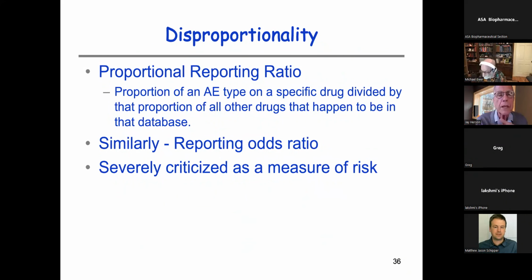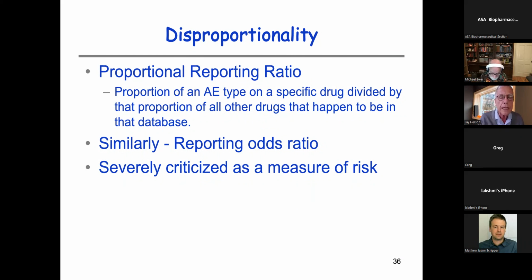Now, analyzing the data, disproportionality is the main way that epidemiologists have attempted to analyze these data in the past. It's called the proportional reporting ratio. It's a proportion of an AE type on a specific drug divided by that proportion of all other drugs that happen to be in that database. Now think of that. For an AE type, a specific drug, ejection fraction decline, a specific drug. And then look at that same proportion on all other drugs that happen to be in the database, but the patients on those other drugs are in that database only because they had an AE of some kind, maybe not cardiac, but some kind, or they wouldn't be in this database.